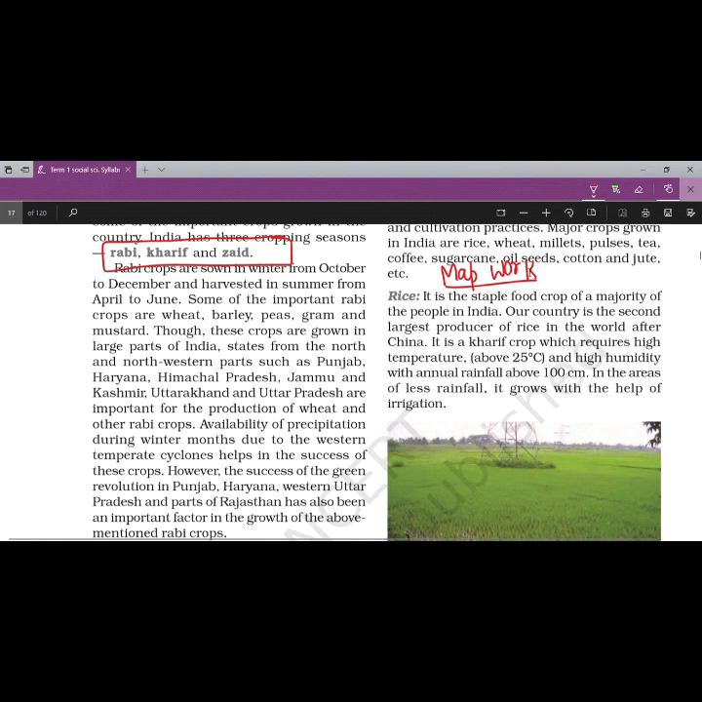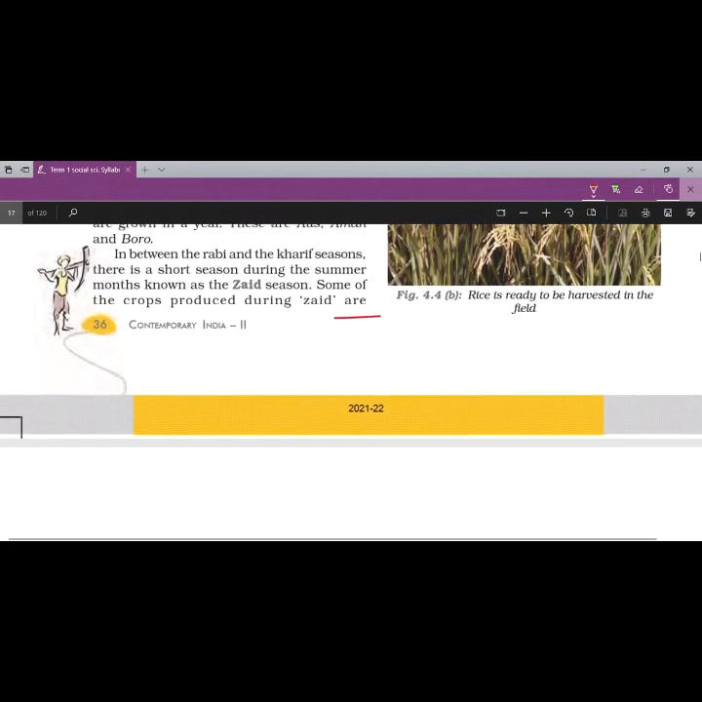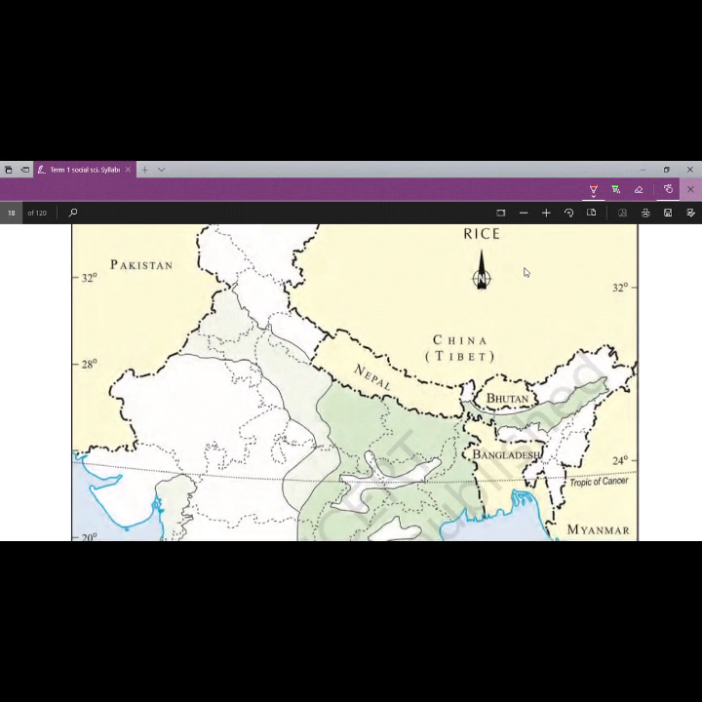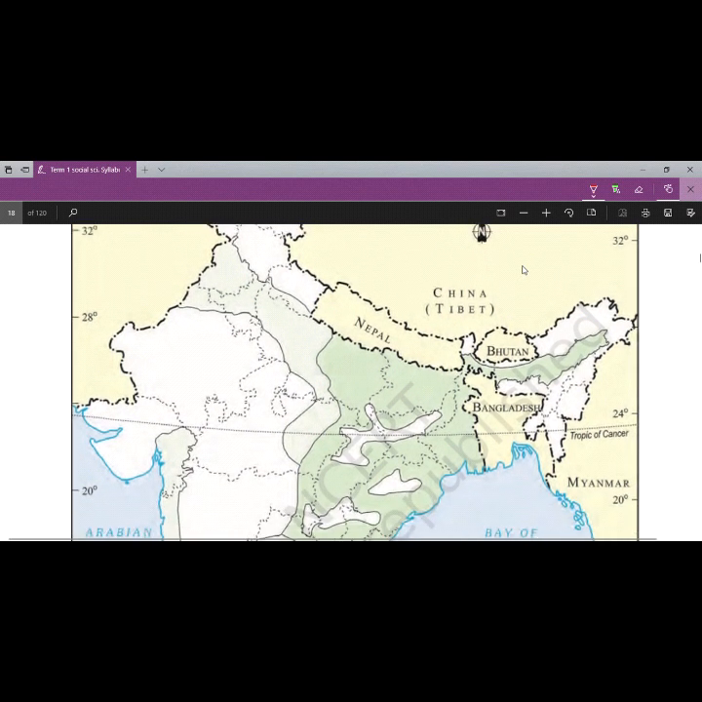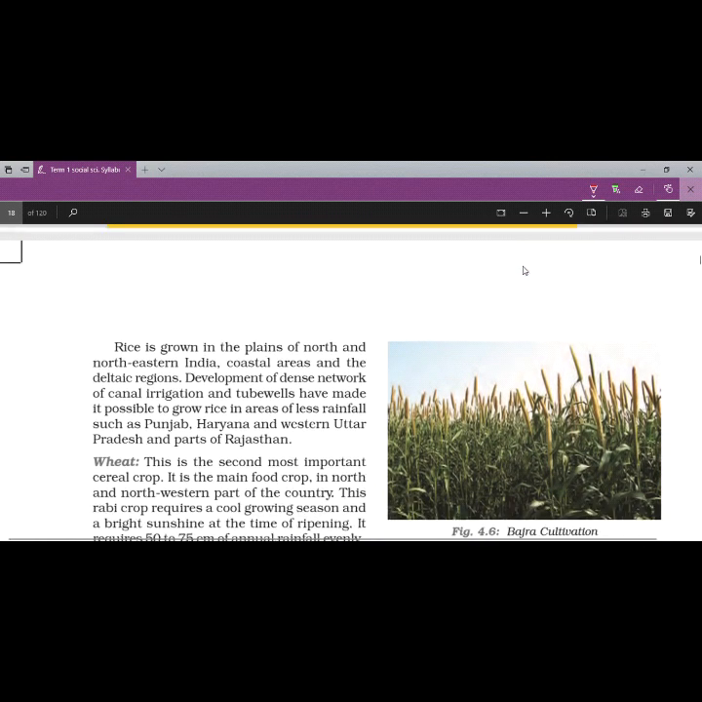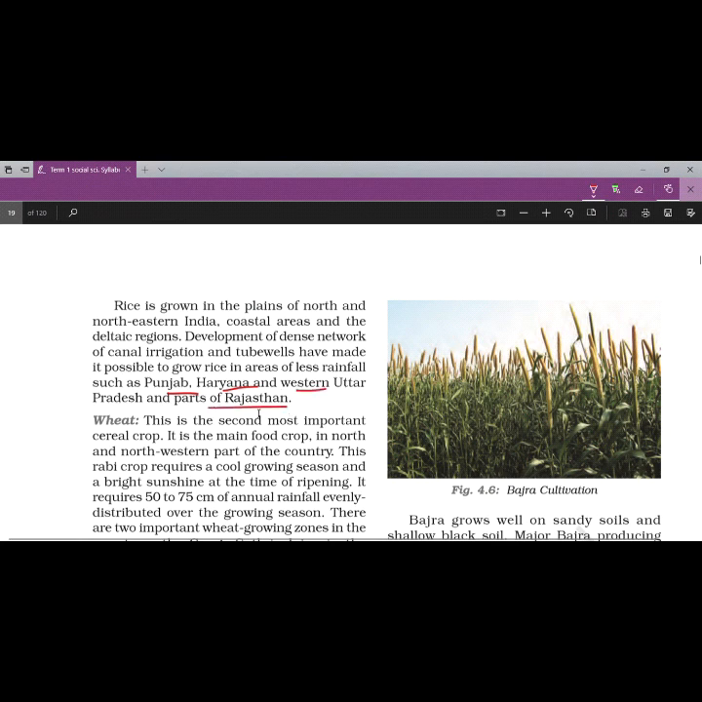Map work. Firstly, rice is there, and you have to learn which states to locate on the India political map. I think you will be given the map, and they will mark the numbers 1, 2, 3 and ask you to identify the state, or they can mark the 1, 2, 3 points on any state and ask you which kind of crop is grown there in a multiple choice question. This is the distribution of rice, and the major states are Punjab, Haryana, Western Uttar Pradesh, and some parts of Rajasthan.